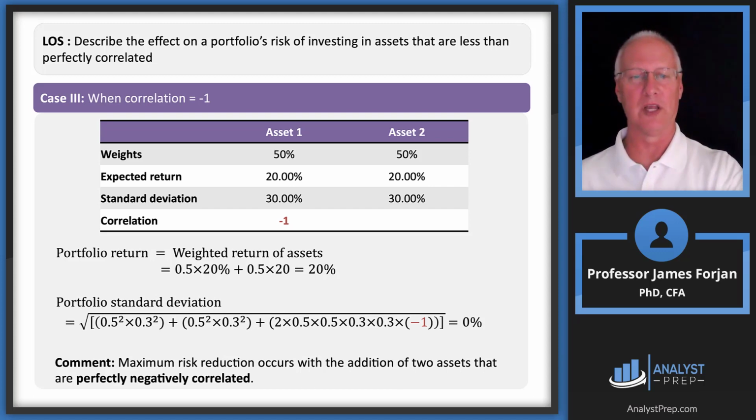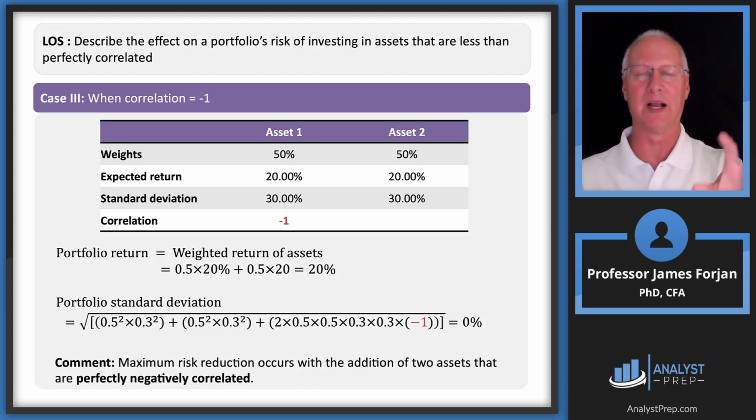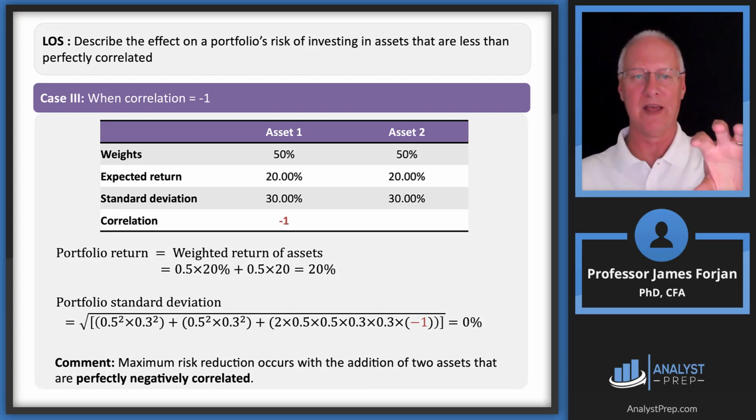Number 2, are you ready for this one? Correlation coefficient of -1. Oh my gosh, what does that mean? That means that when one asset does something, the other asset mimics it completely and perfectly in the opposite direction. So notice our portfolio return is still 20%.